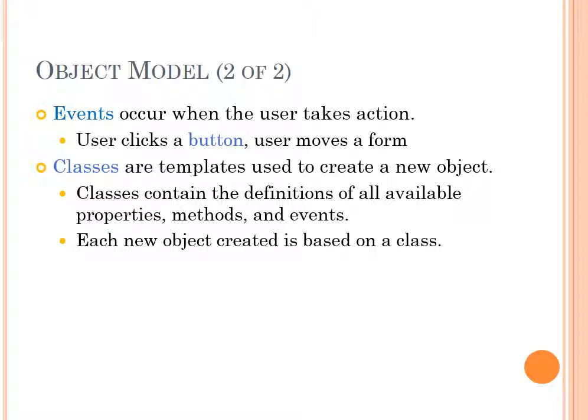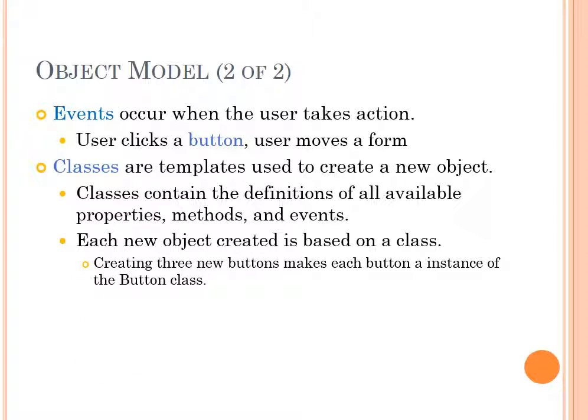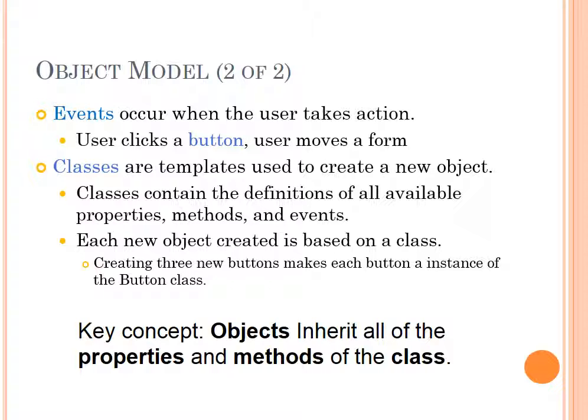Each new object that you create is based on a class. And so when you create a new object, it is a member of an existing class, which of course means we already know a lot about it. So if you create 3 buttons on a form, what you have done is you've created 3 objects or instances of the button class. So each button is an object. The concept of buttons is a class. So this is a key concept, and it's very important. When you create a new object, it inherits all of the properties and methods of the class.